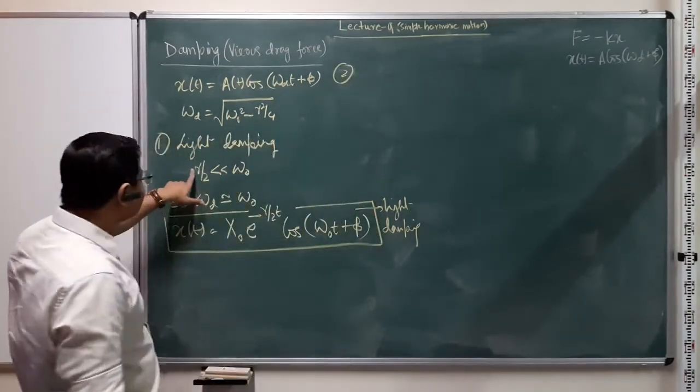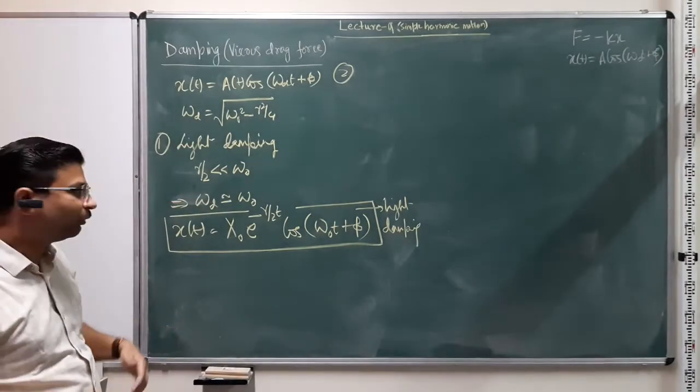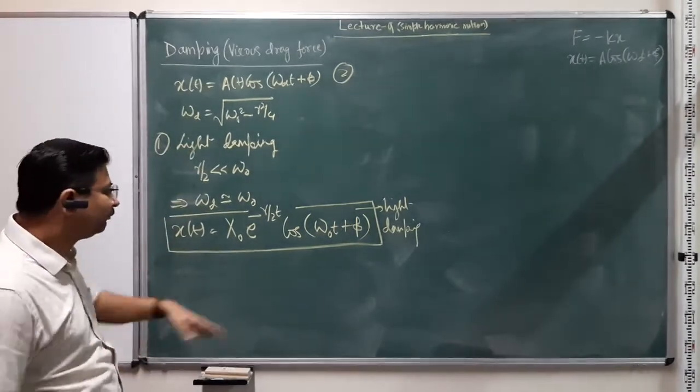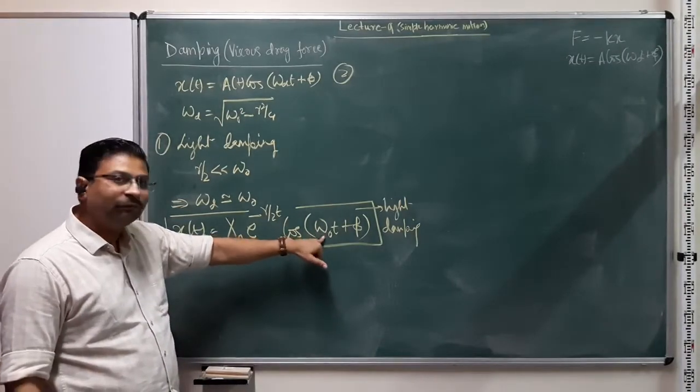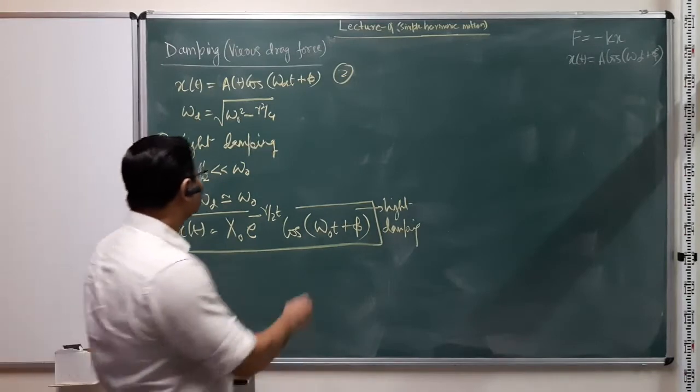Of course, as gamma by 2 approaches omega naught, you will have more and more damping, and you will go from light damping to a heavier damping regime, where then the omega d will be much different compared to the natural frequency of the system.